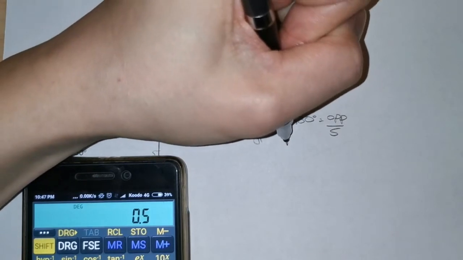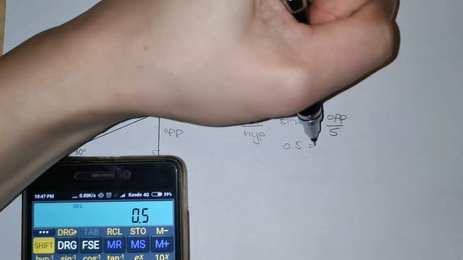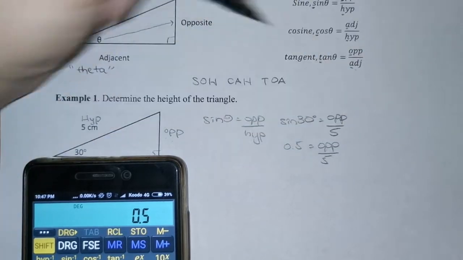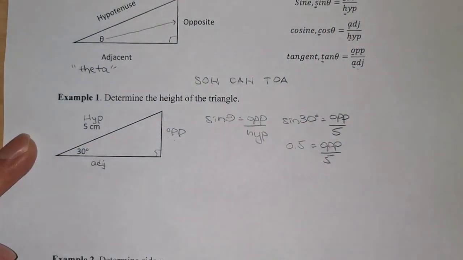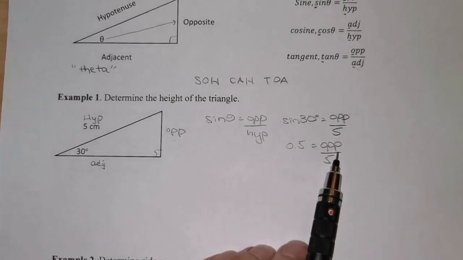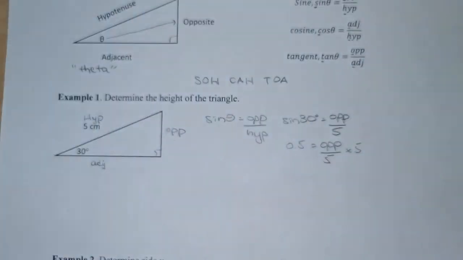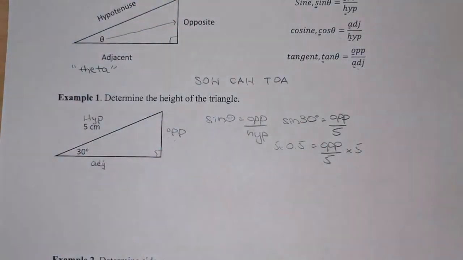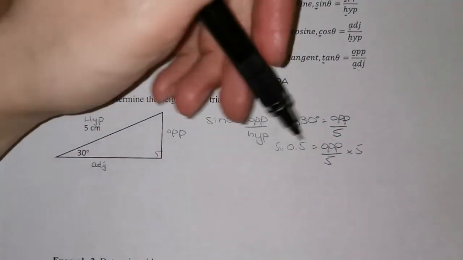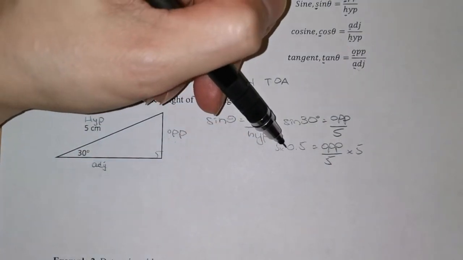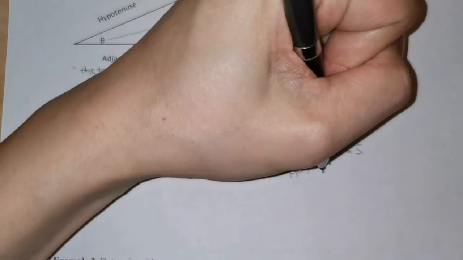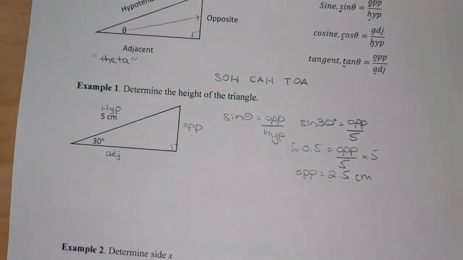So that means here on this side it's 0.5 is equal to opposite over 5. So we're looking for the opposite side, which means I have to get rid of this 5. I can multiply both sides by 5. When I do that, this 5 and the 5 below gets cancelled, and then I have 5 times 0.5. If you do that in your calculator, that means that our opposite side is 2.5 centimeters high.